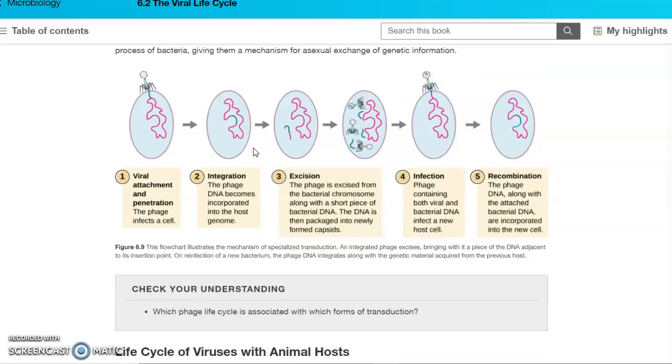Bacteria do not reproduce sexually. They strictly function in asexual reproduction, so they're essentially clones of one another. And the only way that they can get new DNA is to be infected with a bacteriophage.